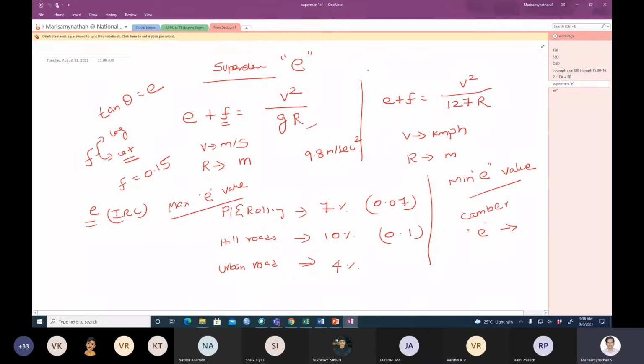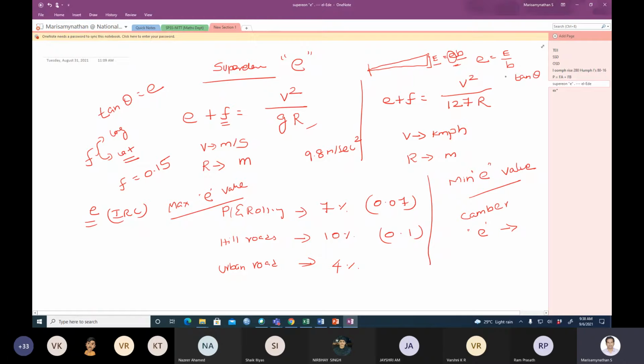The super elevation is, as I told, that the outer edge of the pavement is raised at some ratio with respect to the center line of the road. This can be calculated as E into B. B is the width of the road, and E is the super elevation, which is the rise we are providing. The super elevation can be estimated as E divided by B, which is nothing but tan theta.